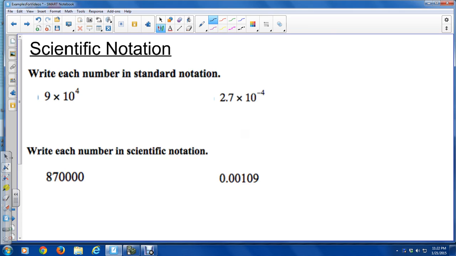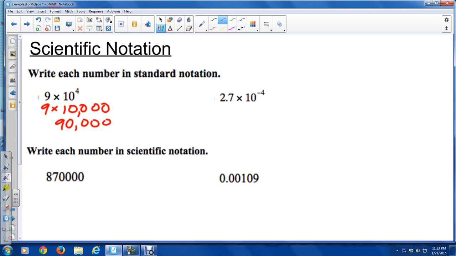If you're asked to write a number in standard notation, we're given the scientific notation. Remember, we're really just expressing a number as a power of 10. So that's what this 9 times 10 to the fourth means. It means we're multiplying 9 times 10 to the fourth, which is really 1 with 4 zeros after it. So 10 to the fourth is really 10,000, and multiplying 9 times 10,000 is one way to think of it, giving me 90,000.